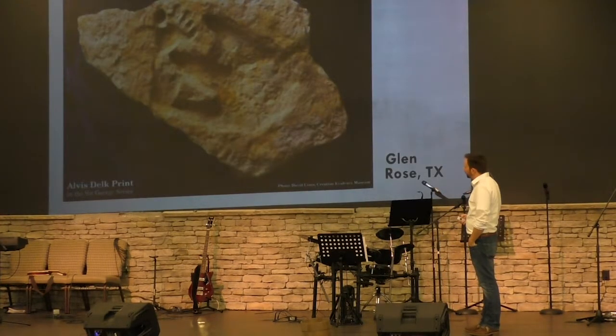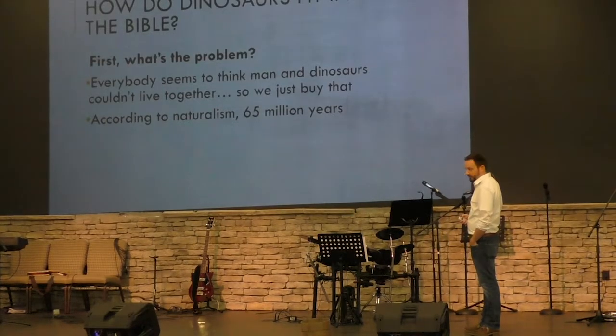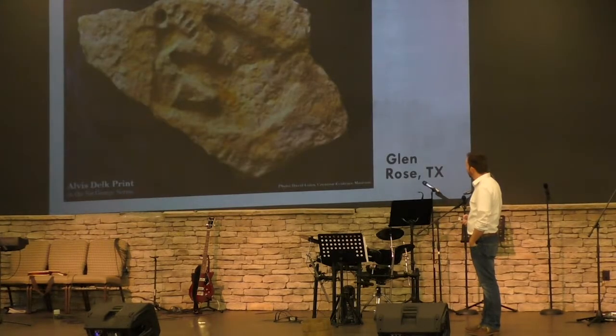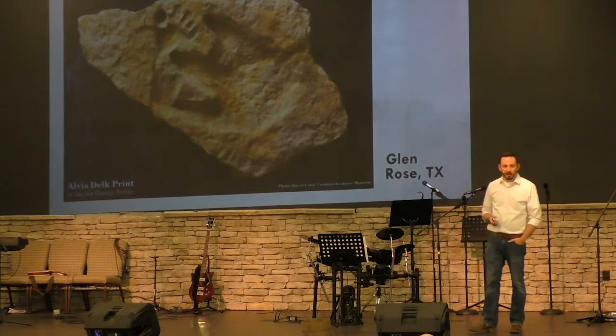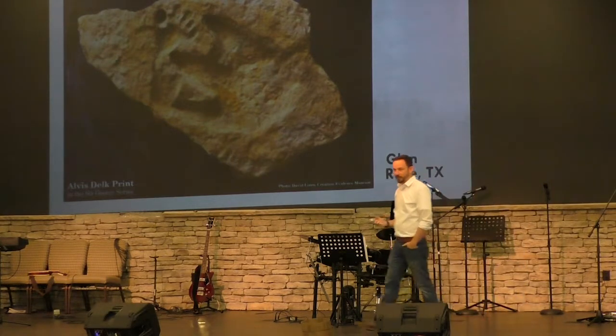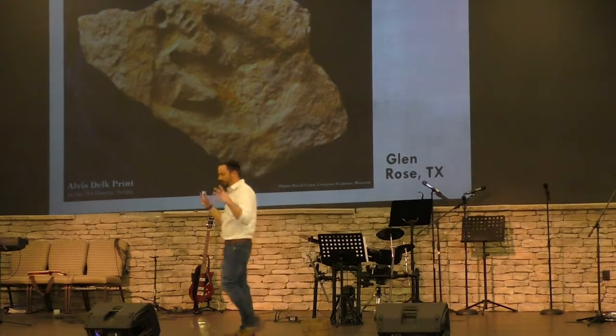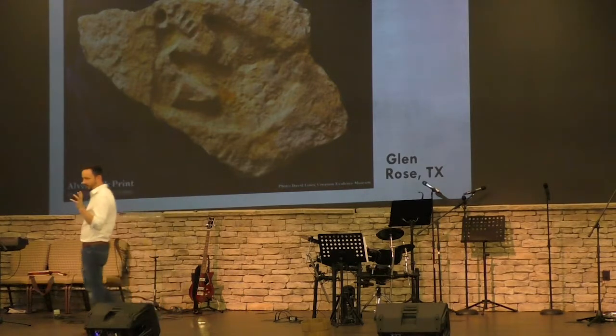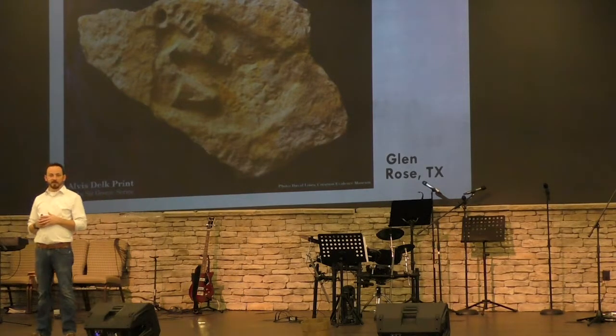Here's another little issue. According to naturalists, there's 65 million years between human beings and dinosaurs. But look at this rock. This rock comes from Glen Rose, Texas. Glen Rose, Texas is either like the coolest place on earth or the site of like the greatest hoax ever conspired by man, because that's one of these places where you find human footprints and dinosaur footprints in the same rock. Now, this particular one is the best example I can find.